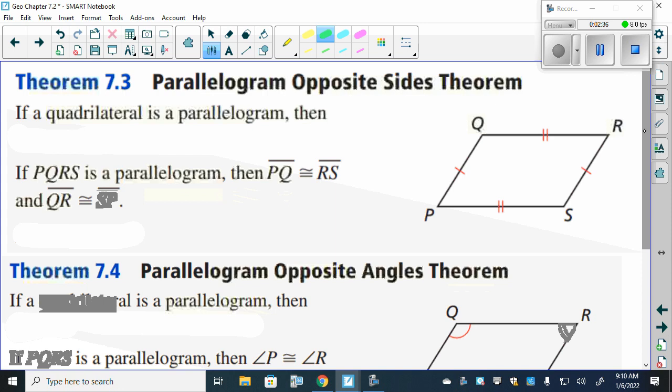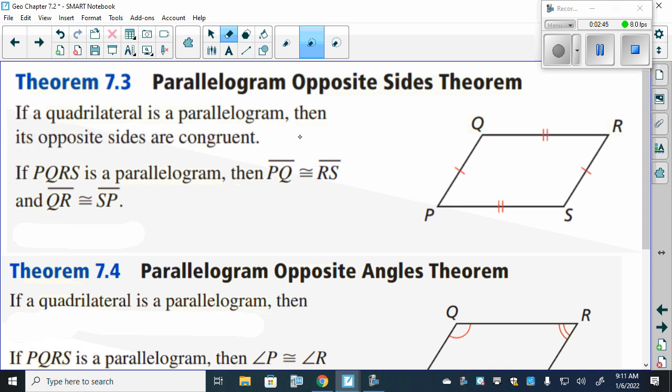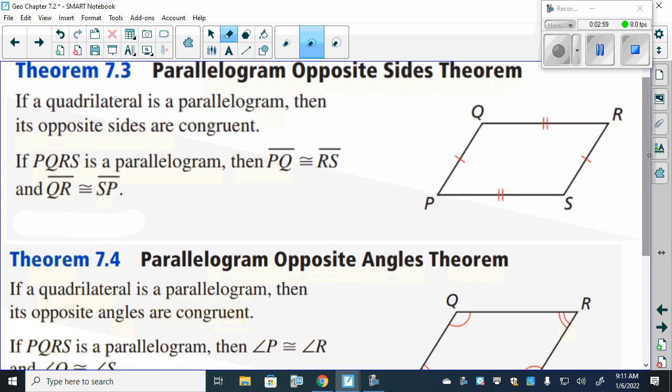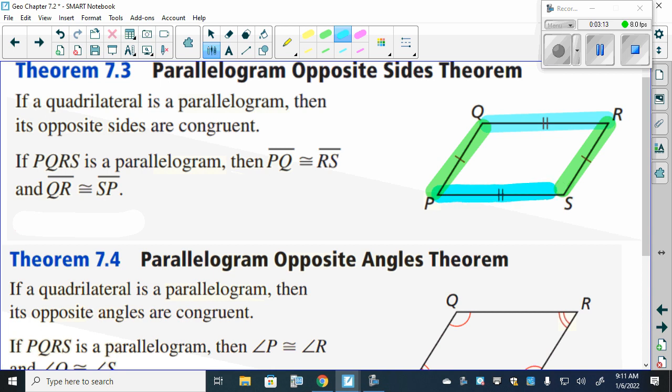Now, parallelogram opposite side theorem. If a quadrilateral is a parallelogram, then its opposite sides are congruent. If it's a parallelogram, then its opposite sides are congruent. So for us here, PQ and RS are going to be congruent. We also have that QR and PS are congruent. The opposite sides are going to be congruent.